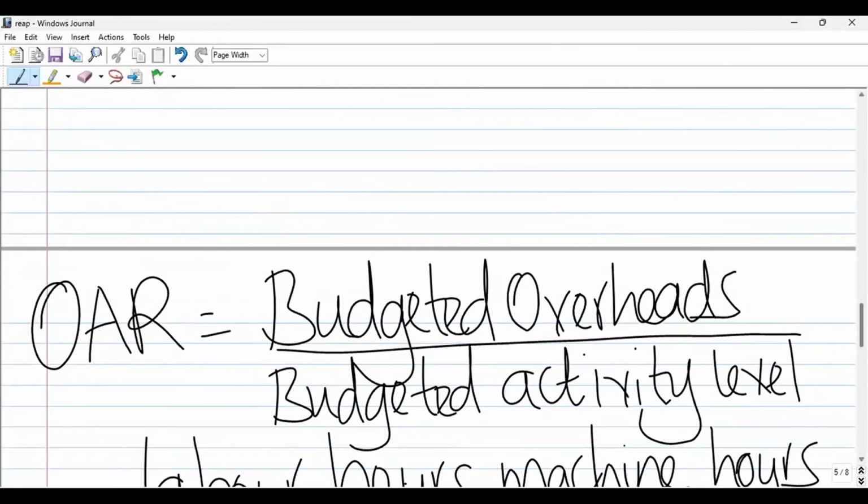So the principle of the traditional costing system is to use a single overhead absorption rate. To compute it, we get the budgeted overheads that they incurred during the period. The examiner will tell you the overheads they incurred. So we add all of them to get the total, or the ones they are budgeting to incur. After that, we divide by the budgeted activity level.